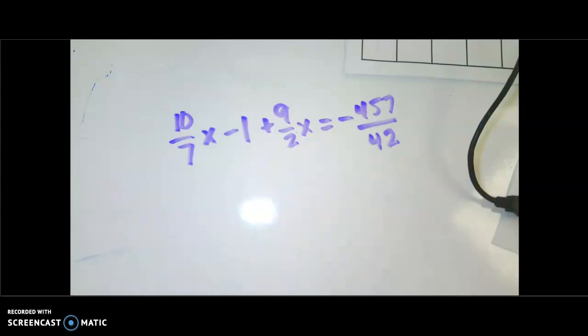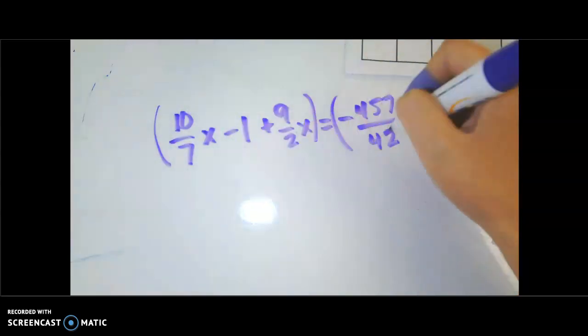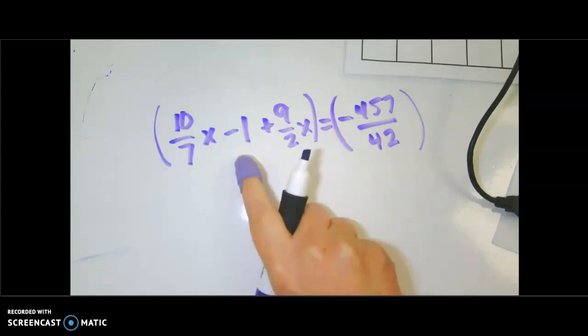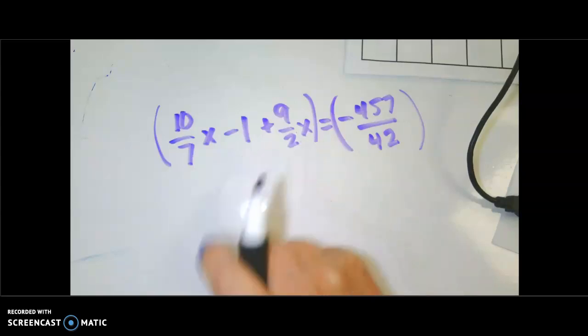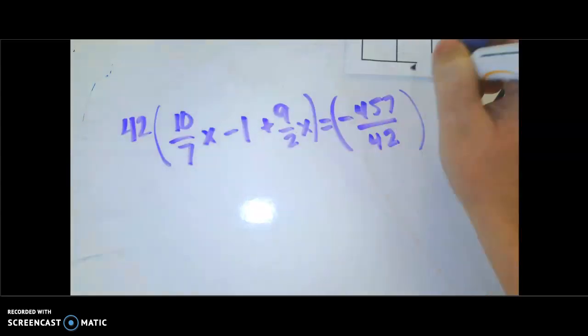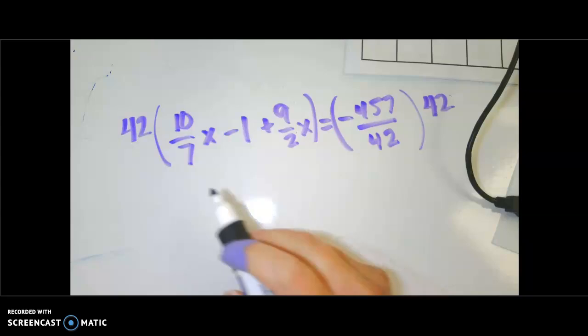So my LCD in this case, I have 7, 2, and 42. So my LCD is going to be 42 because both 2 and 7 will divide into 42. So I'm going to multiply everything. So far we haven't worked with many whole numbers. That includes all whole numbers are going to be multiplied by our LCD. So again, LCD 42 because that's what 7, 2, and 42 will divide into.